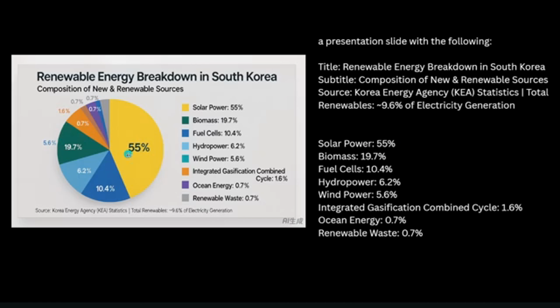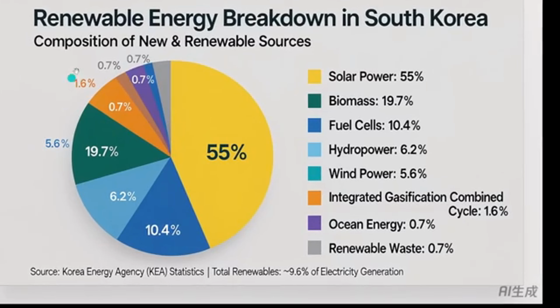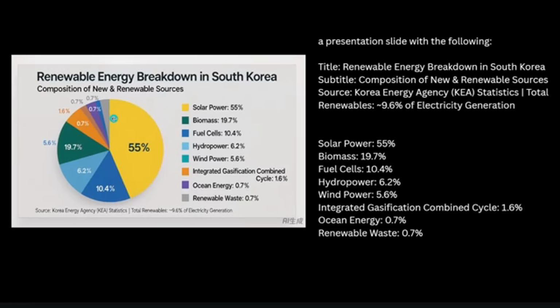So the order of this pie chart is all messed up for some reason, and then there are some extra labels over here. So basically the pie chart isn't really correct. However, the text here is correct. So I guess it can do simple presentation slides, but if you feed it a ton of data that it needs to display into graphs and charts, then it starts to fail.